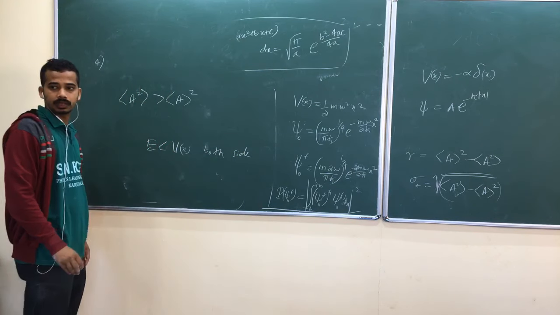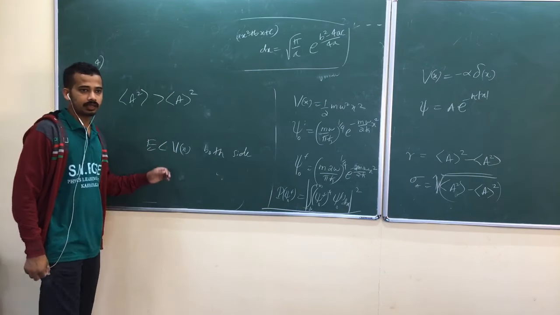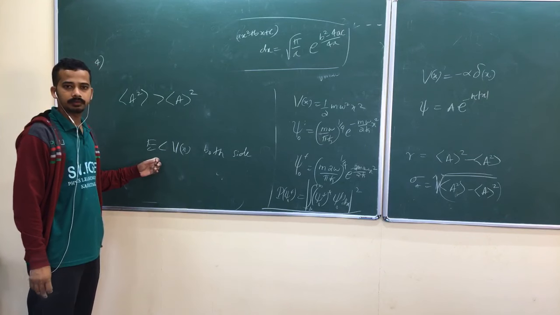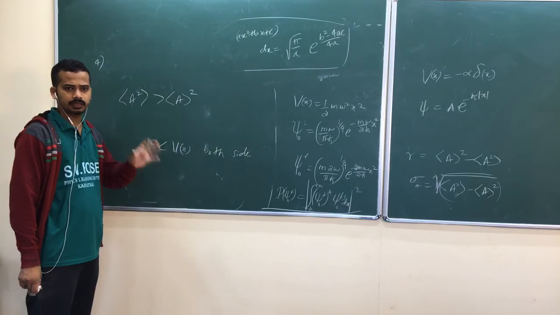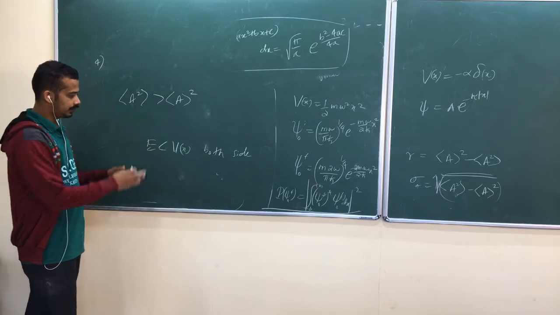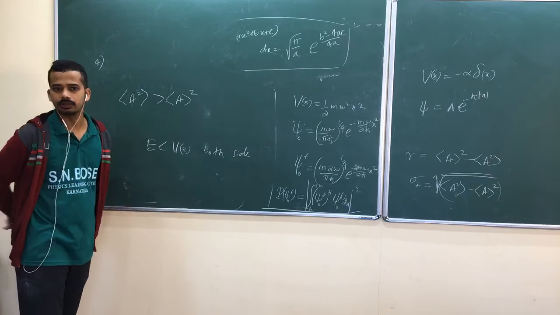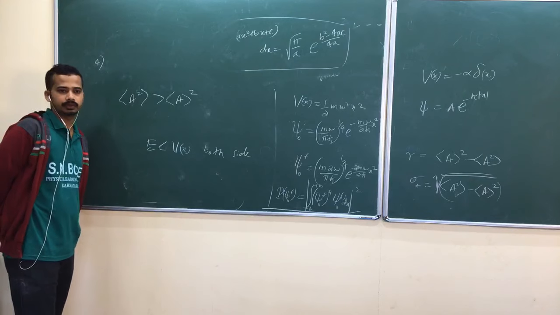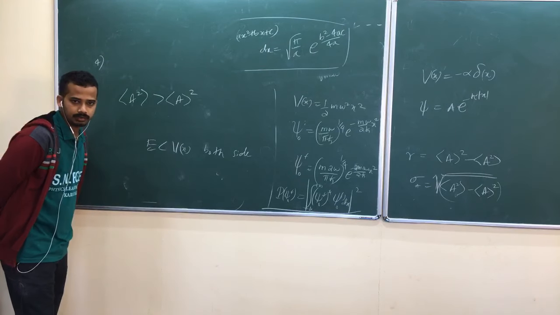Griffith's second chapter, bound state and scattering state. Griffiths, fourth chapter, bound state and scattering state. Read out very carefully. Look at here. It's a very logical question, isn't it? If E is less than V of x on both sides, then there should be a bound state. Are you getting my point?